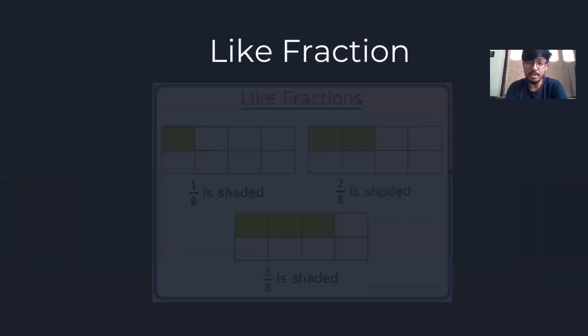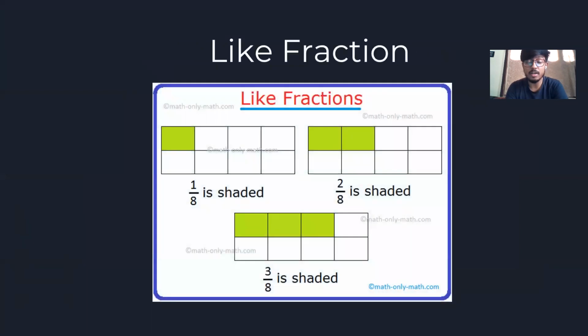Now, what are like fractions? Like fractions are those fractions which have the same denominator. Irrespective of the numerator, we just have to check that the denominator is the same. That is 1 by 8, 2 by 8 and 3 by 8. All three fractions have the same denominator 8. That's why we call these like fractions.